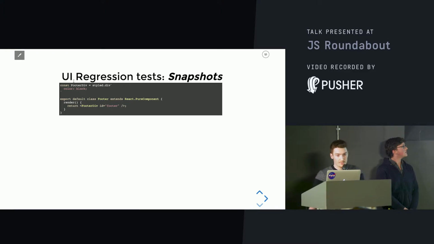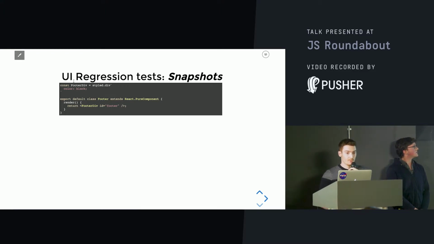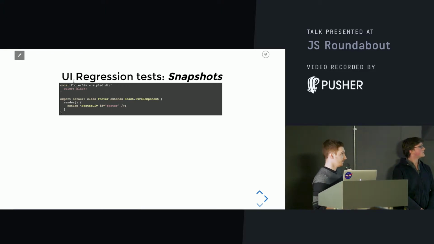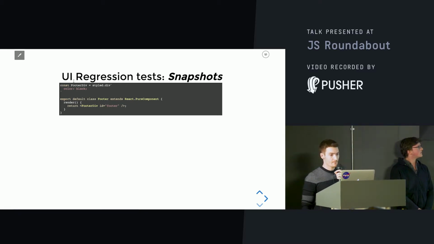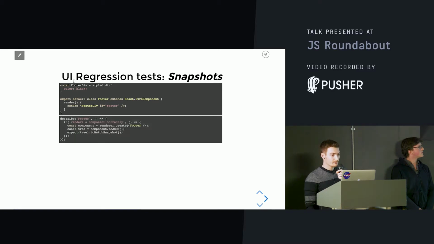Let's take an example of a footer. It's really simple. This is a div. It has an ID footer, and I'm using styled-components to style my div with a color black. How do I snapshot this? Simple. I use renderer create my footer, and then I expect this element to match a snapshot.